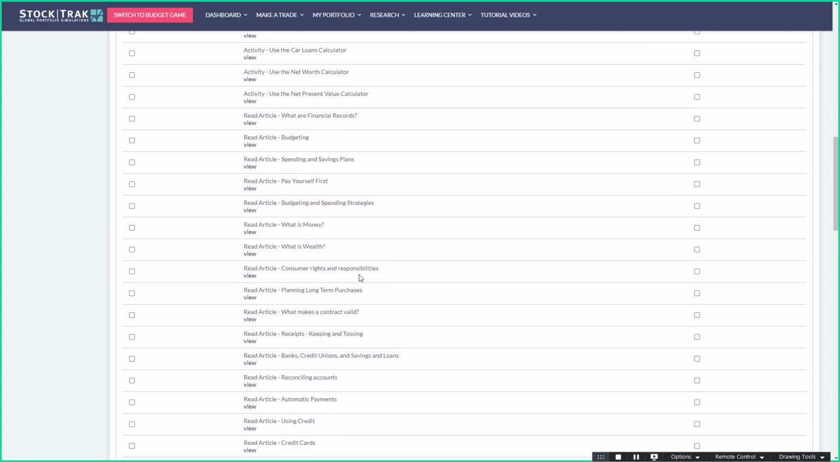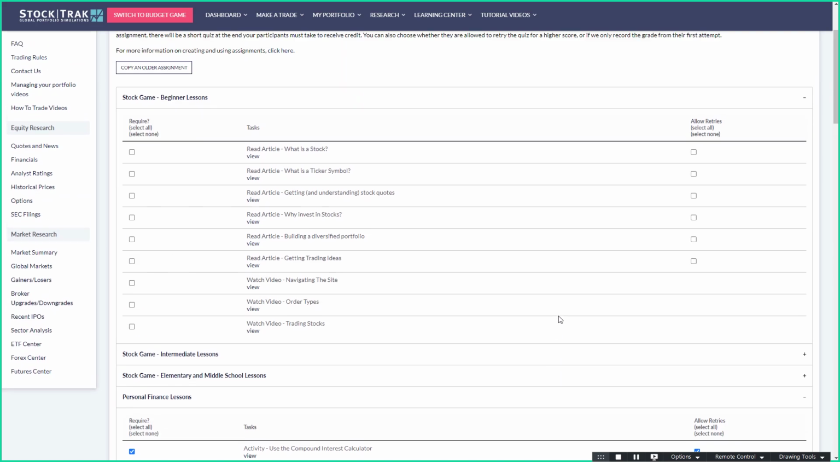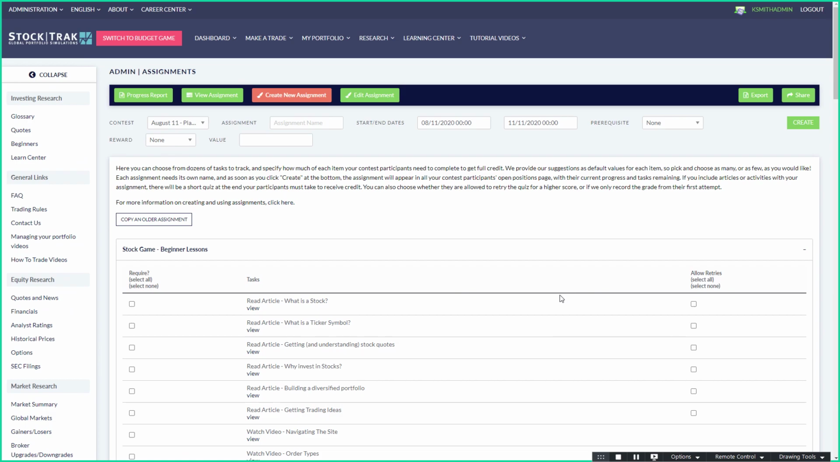For each of these lessons, you would choose whether or not you want to include it. For the assessment at the end of it, can the students retry it, or are you going to save their grade? If you've used the assignments on StockTrak before, this is going to look familiar, but we also added some important enhancements to this that impact how you can use this in a class, in particular a personal finance class.